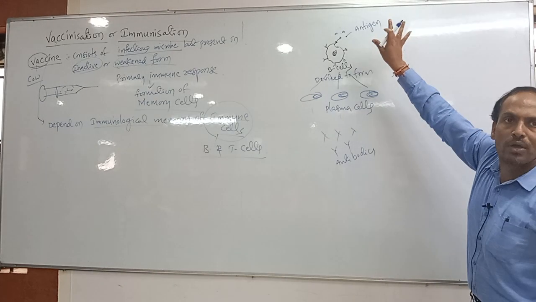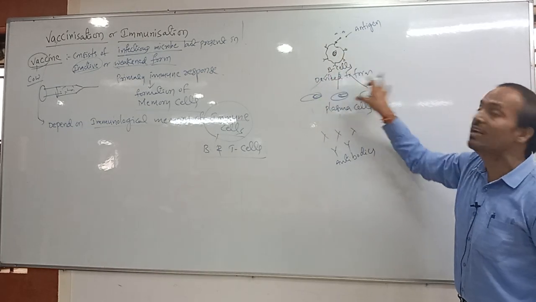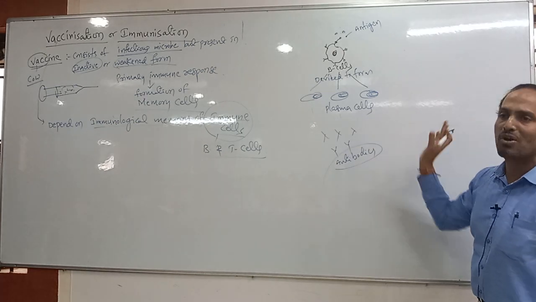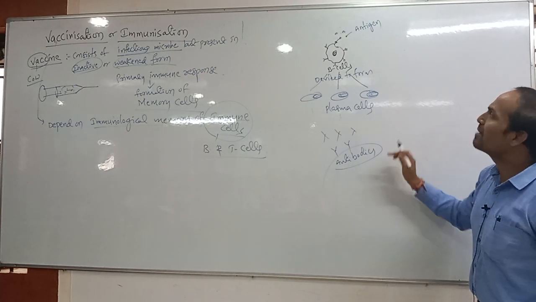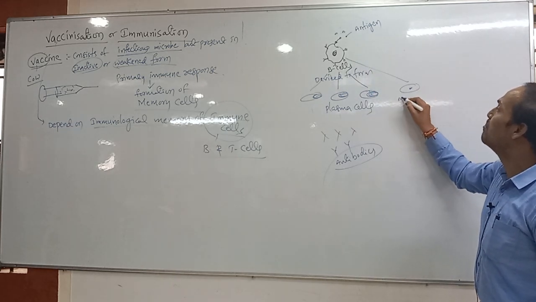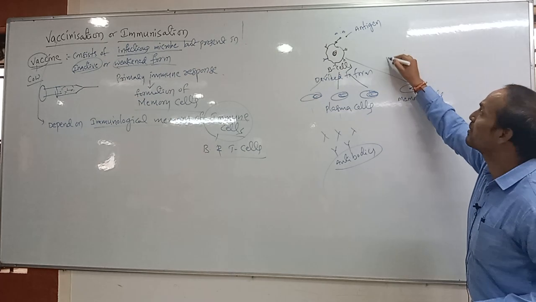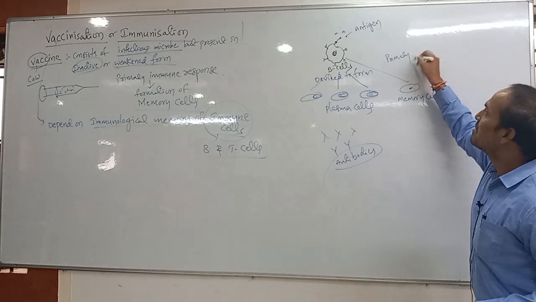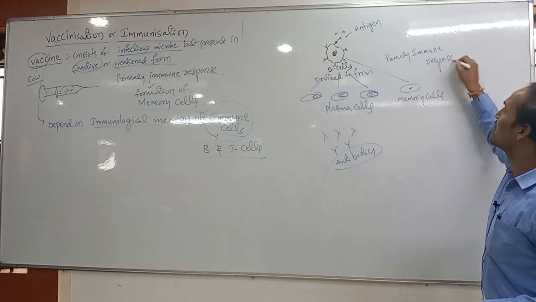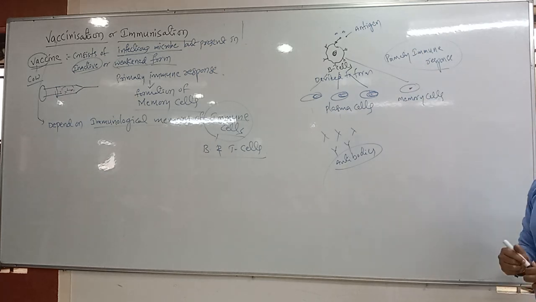As soon as B cells identify the antigen, the B cells come into contact with the antigen. Immediately B cells divide to form plasma cells. Plasma cells produce antibodies. At the same time, along with the plasma cells, another type of cell also develops. What is the name of the cell? Memory cells. This is called which response? Primary immune response. So in the primary immune response, which development occurs? Memory cells development occurs.